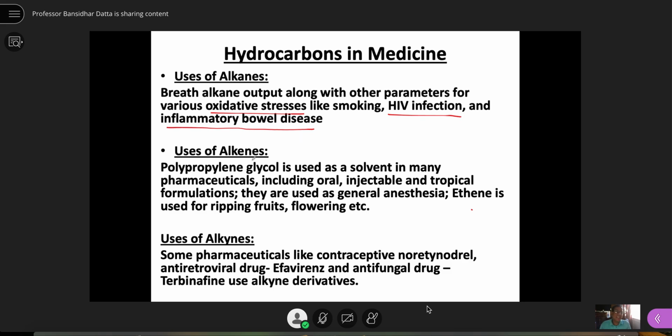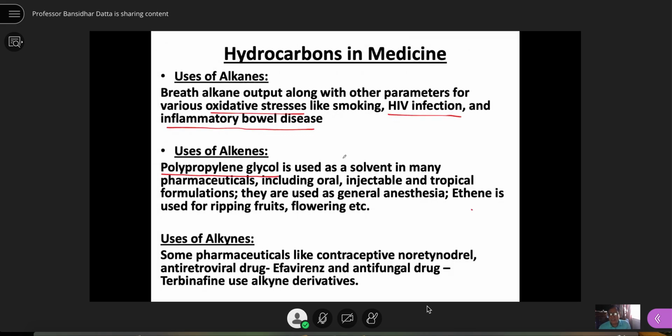Uses of alkenes, the double bond. Polypropylene glycol is a very important molecule, used almost everywhere. It is used as a solvent in many pharmaceuticals because it is a very good solvent. The RX drugs use only a very small amount of active compound, so the major component is polypropylene glycol, used to dissolve it.